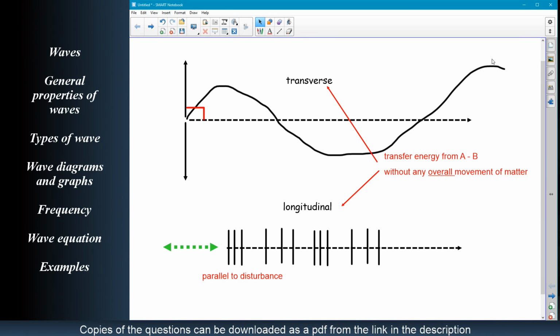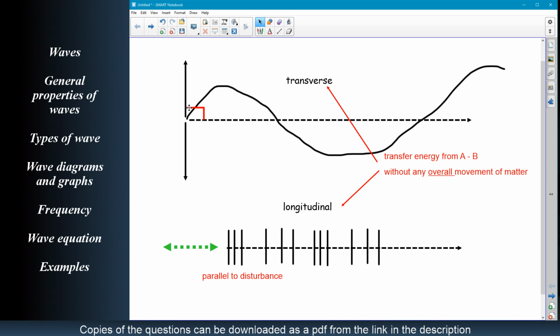When you're standing on the beach with the water licking around your legs and it's all very tickly and lovely, you get an energy there, but it's not like the sea is coming up and continuing to travel onto the land. If you come back a little bit later, the sea is still back where it was. Happy? Alright, so establishing what waves are, they transfer energy from A to B without any overall movement of matter, and you've got two types, transverse and longitudinal.